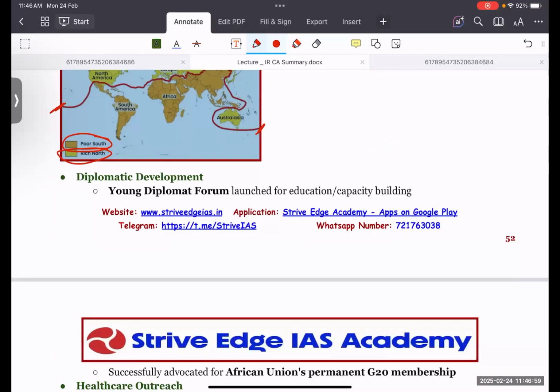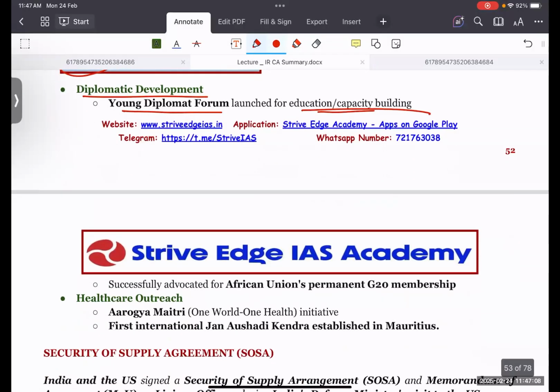And then diplomatic development. In order to have good diplomatic development, the Young Diplomat Forum is launched for education and capacity building, and we successfully advocated for the African Union's permanent G20 membership. See, by doing proper diplomacy, we were able to make the African Union a permanent G20 member. That is also there.